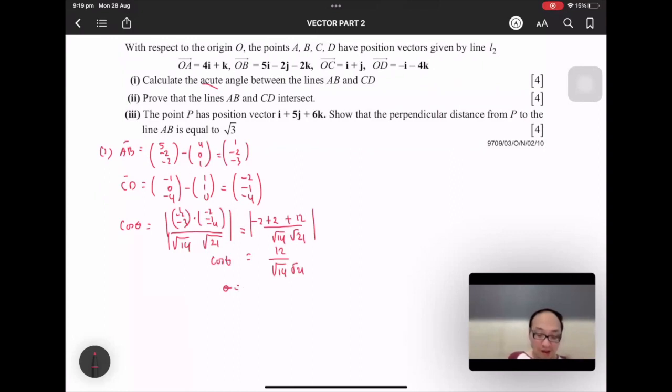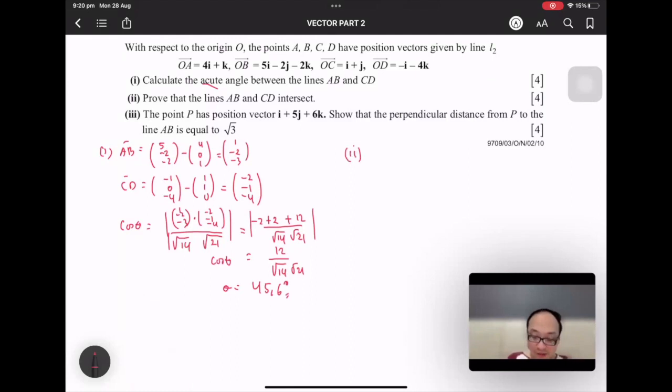So theta is 12 divided by root 14 and root 21, and then cos inverse, so 45.6 degrees.